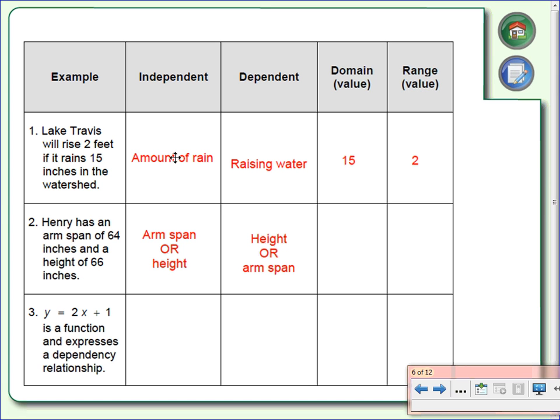And if you look over here for the domain and range, what were the actual numbers for the arm span and the height? They were 64 and 66. So the domain could be either one of those depending on what we're using for the independent. The range could be either of those numbers depending on what we're using for the dependent.